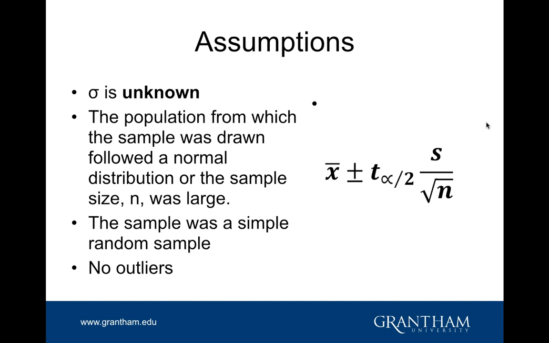If n is not bigger than 30, but you know that the data comes from a normal distribution, then that's enough. That satisfies this requirement. The third is that the sample has to come from a simple random sample. The data must be random. And then the fourth is that there are no outliers. Remember that an outlier is an extreme value in the data set, something that's a lot bigger than everyone else or a lot smaller than anything else.